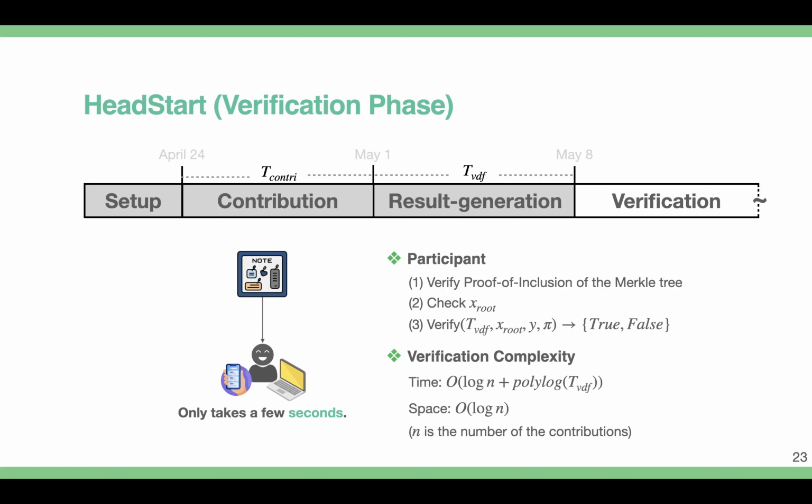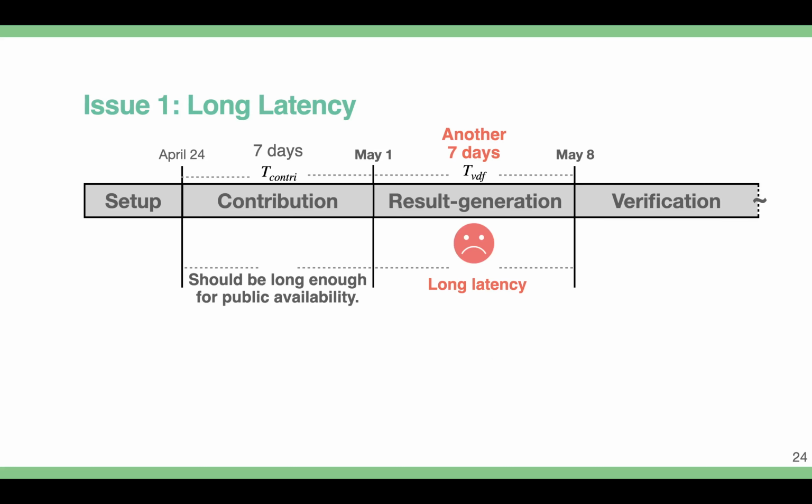So far, we have presented the fundamental mechanisms of HeadStart, but there is still one big problem here. Because HeadStart adopts VDF to perform the result generation, and the contribution phase should be long enough to ensure availability for everyone, people need to wait for a relatively long time to receive the final result after the contribution phase. For example, if the event is held for a week, people need to wait for another whole week to get the result, and for cases such as allocation of medical supplies, the long delay might not be affordable.